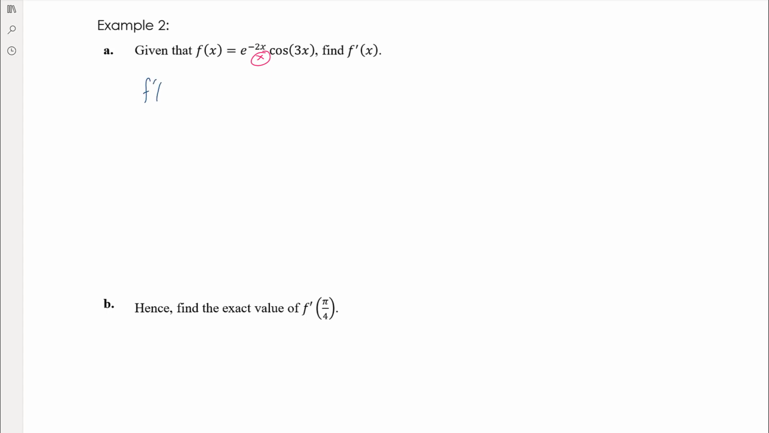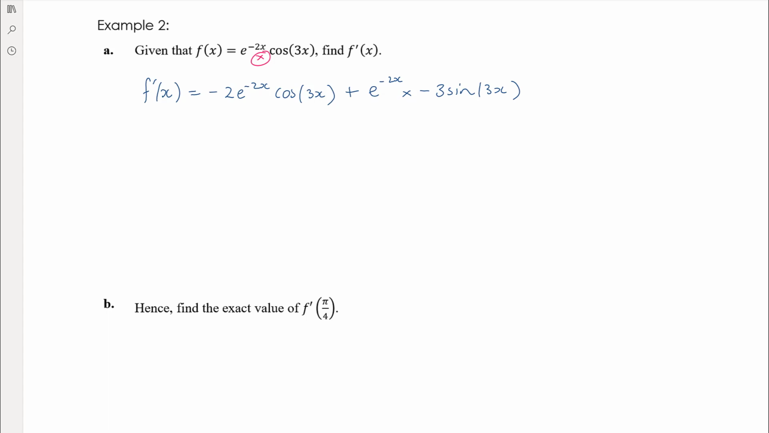Alright, so product rule says that we differentiate the first function. So the derivative of e to the negative 2x is negative 2e to the negative 2x, and we leave the second function as it is. And then we add, and we leave e to the negative 2x as it is, and we multiply by the derivative of cos of 3x, which will be negative 3 sine of 3x.